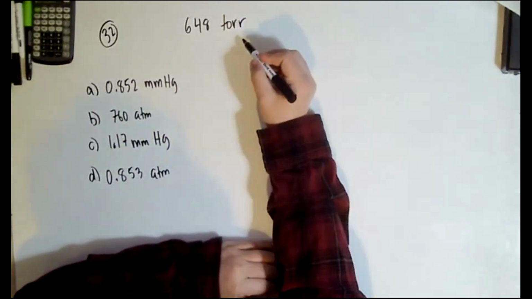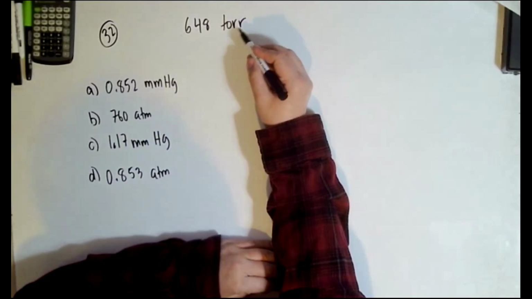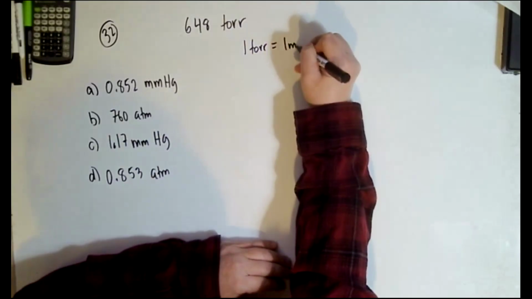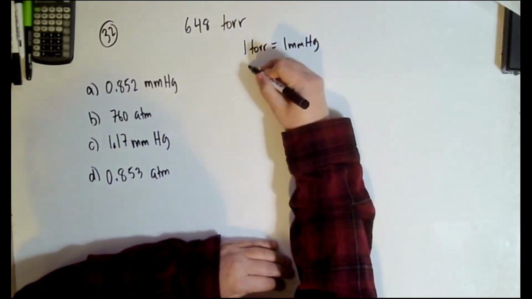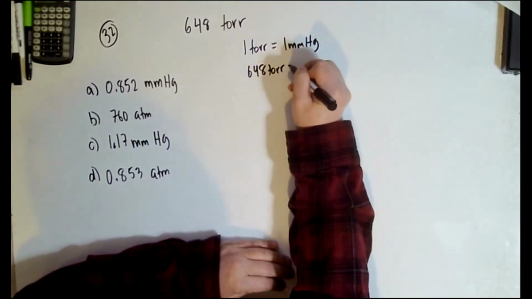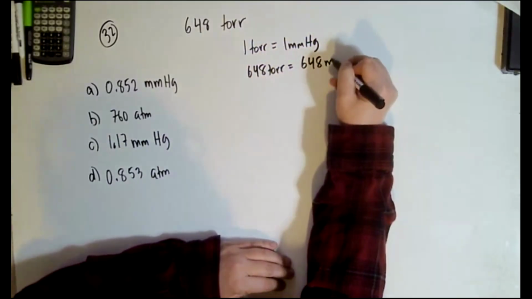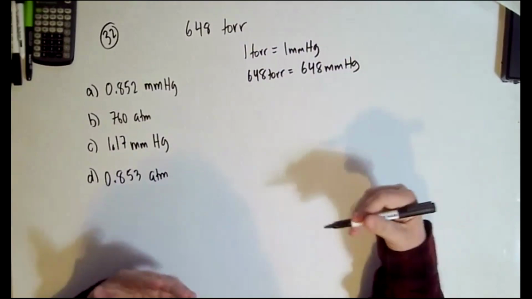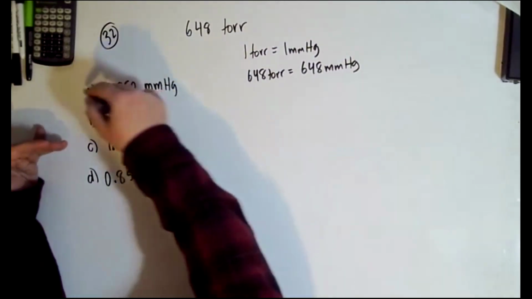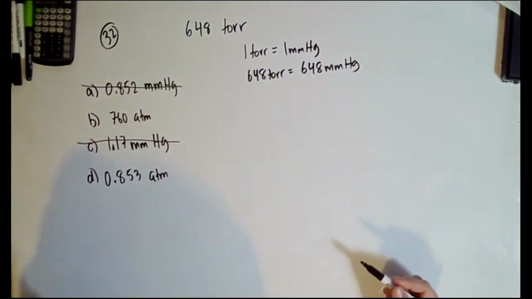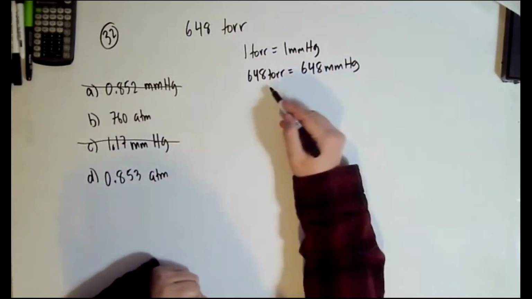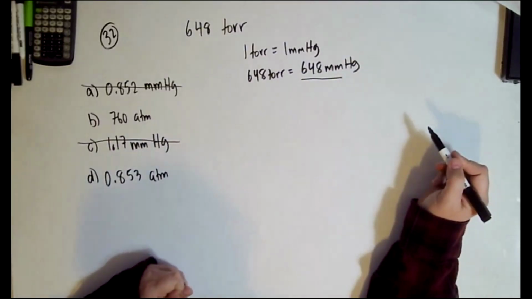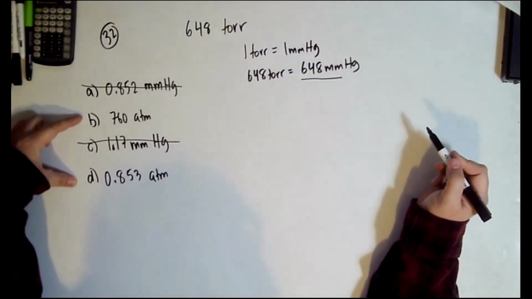Okay, and we're going to remember that for our conversion between torr and millimeters of mercury, every 1 torr equals 1 millimeter of mercury. So if we have 648 torr, that's going to be 648 millimeters of mercury because they're the same unit, they just have a different name. What that means for us when we're looking at these answer choices is that we can immediately get rid of both of those millimeters of mercury answer choices, because if it's 648 torr, then it's going to be 648 millimeters of mercury as well. So one of the other choices has to be correct.